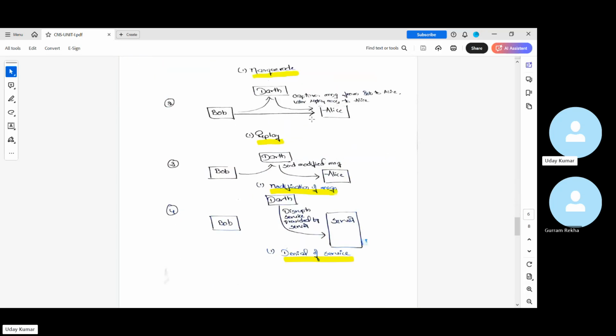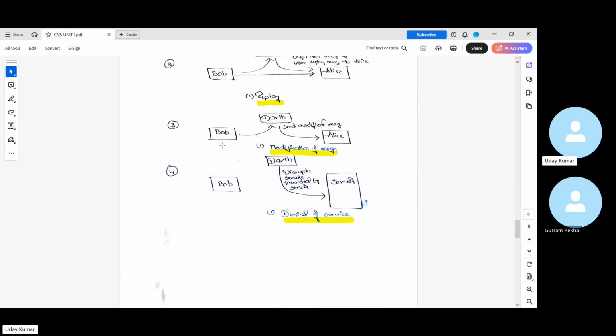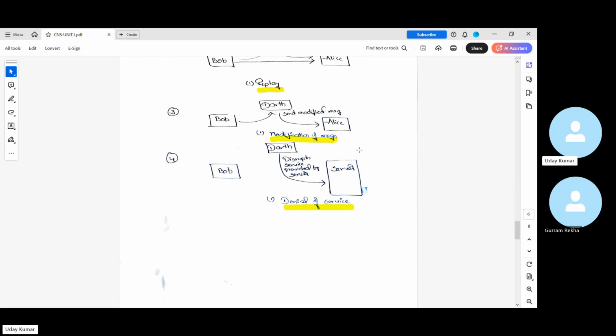The next one is Bob and Alice. Bob sends a message to Alice, but Darth captures the message from Bob and just replays the same message to Alice, right? It's like you send a message 2000 and Darth sends the same message 2000 to Alice. That's a replay. And next, Bob and Alice. What Darth is doing is he is just taking the message sent from Bob to Alice and modifying the message and sending the modified message to Alice. So that's modification of messages.